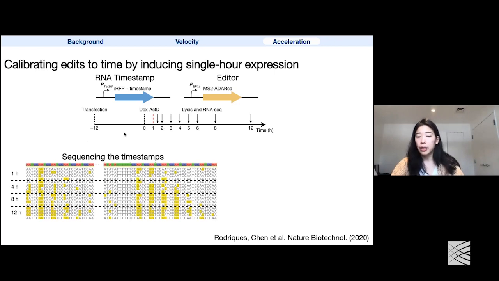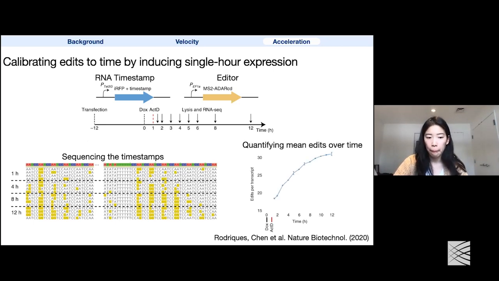So then you can sequence your timestamps and see the number of edits at each time point. And you can see here that some sites are much more likely to be edited, but over time, the sites are gradually saturated. Here's a plot that shows the number of edits on the timestamp over time. And the number is highly reproducible between biological replicates. So you can model this as a Poisson binomial where each site has some probability of being edited, but each site can only be edited once and it can be saturated with time.